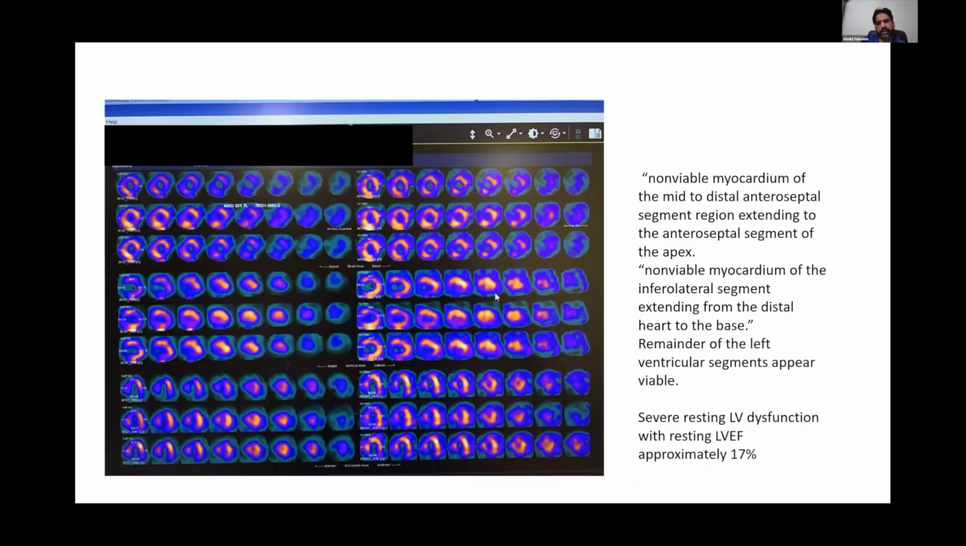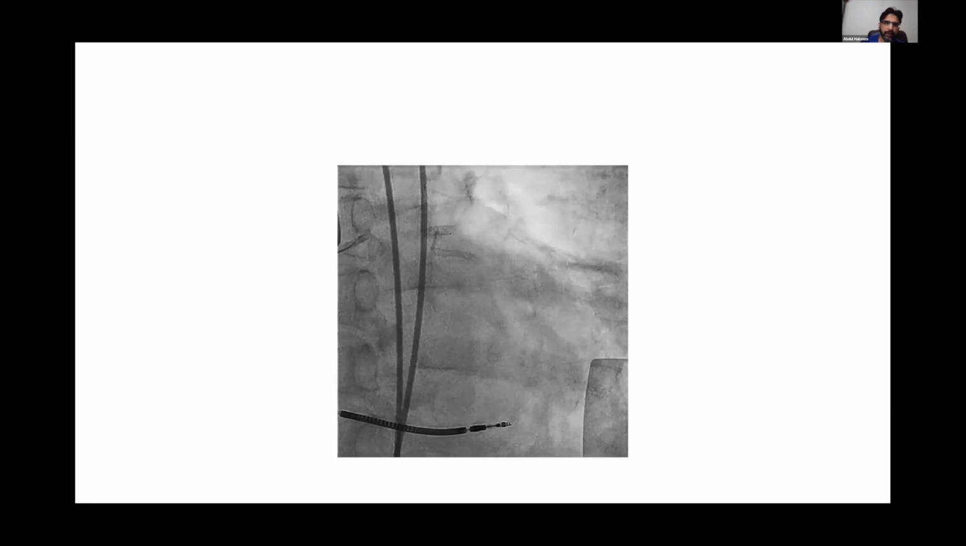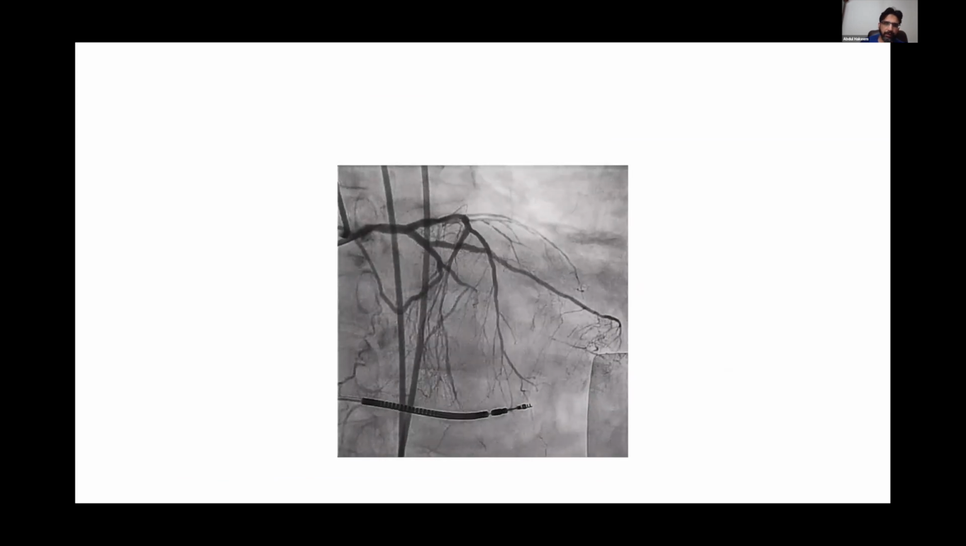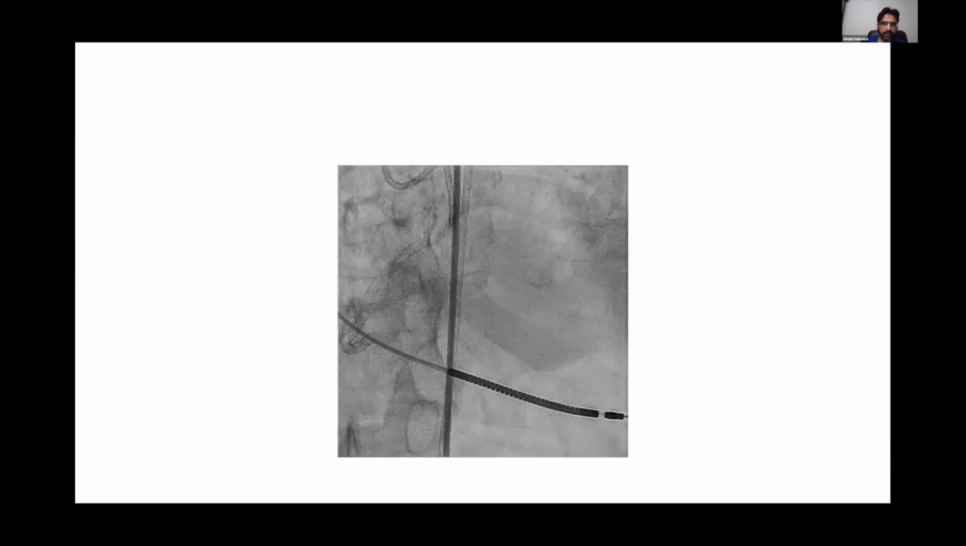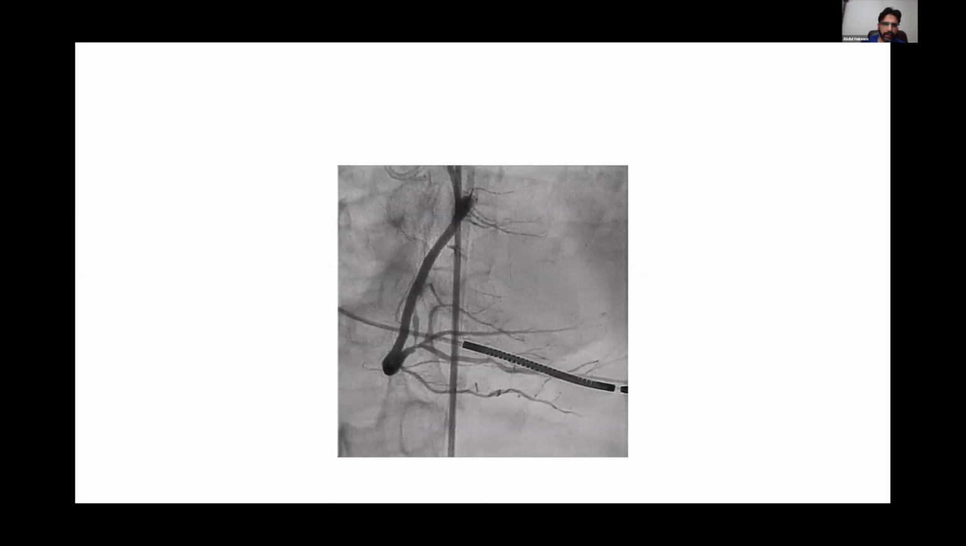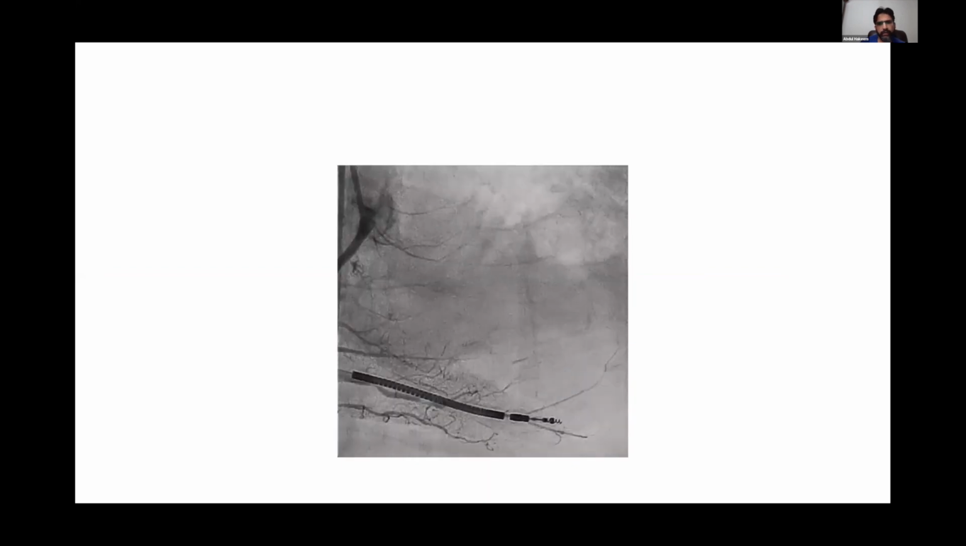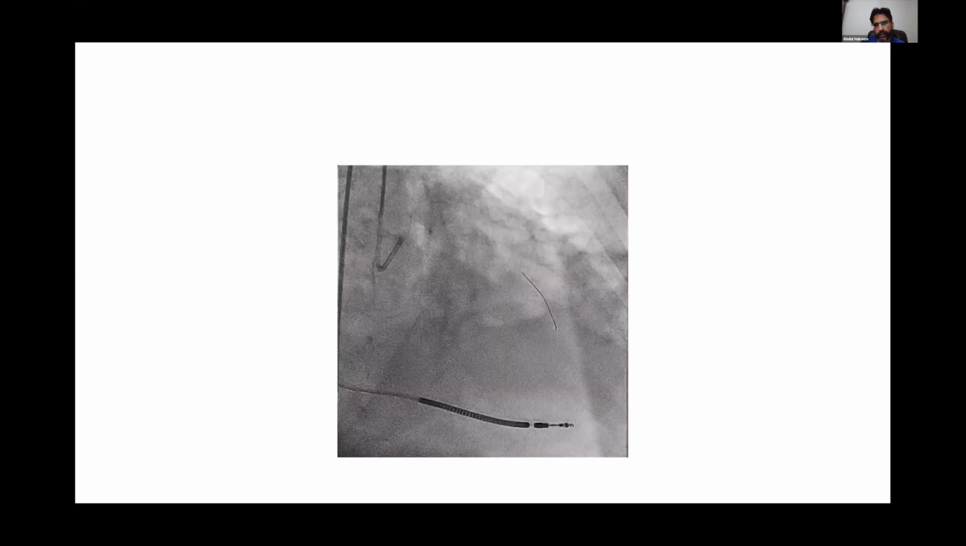So we got a viability scan with thallium, and a part of the apex and the entire inferolateral wall, which would have been the OM2, OM3 territory, were non-viable. Most of the inferior wall proper and the anterior wall up to the apex were viable. So we brought him back. We stented the OM1, recanalized the RCA CTO, and then remeasured the FFR of the LAD.